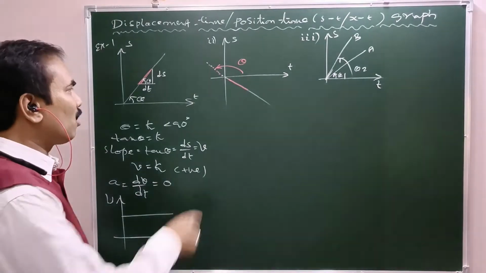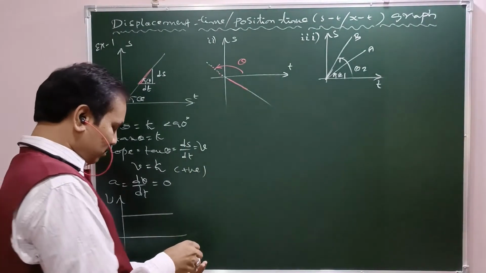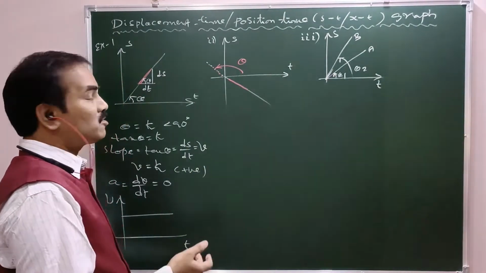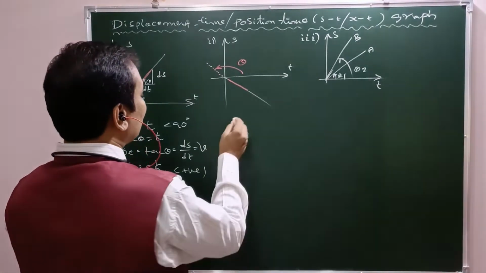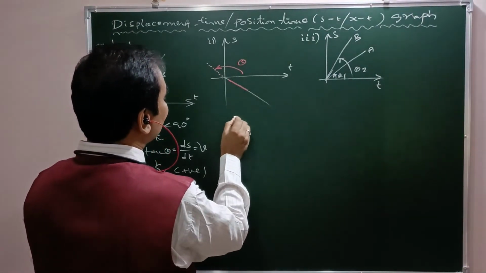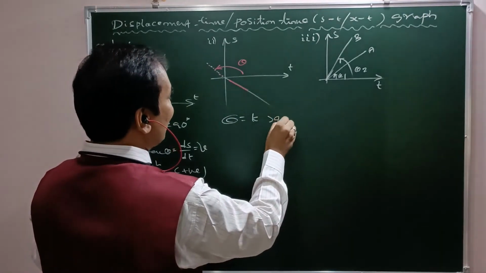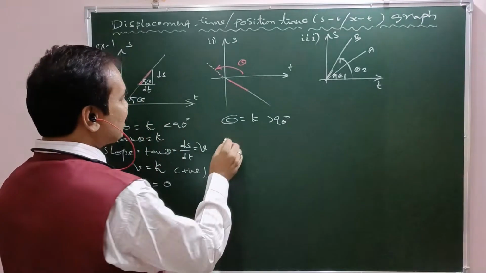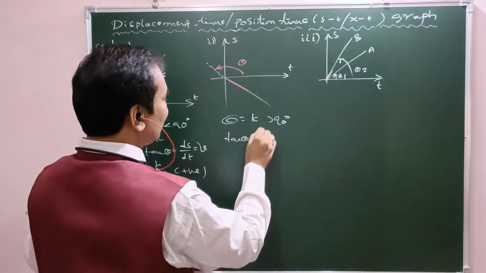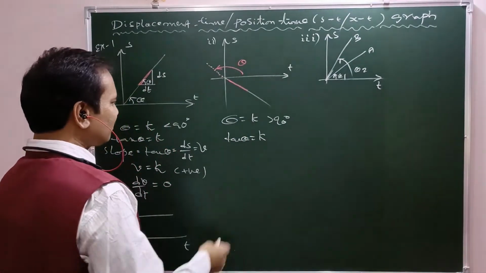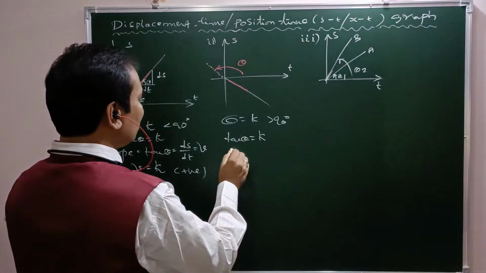Negative. Moreover, theta is constant and negative. Theta is constant but slope is negative. See here, theta here also constant. Theta here also constant, but greater than 90 degrees. Theta constant means tan theta is constant, right? Tan theta constant. So what else?